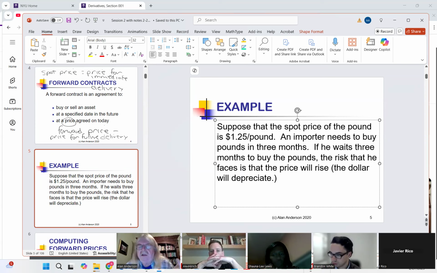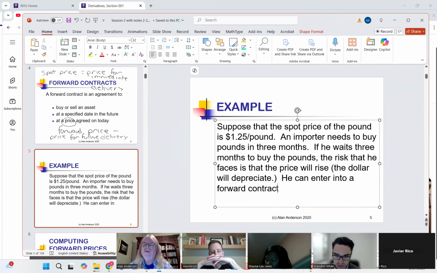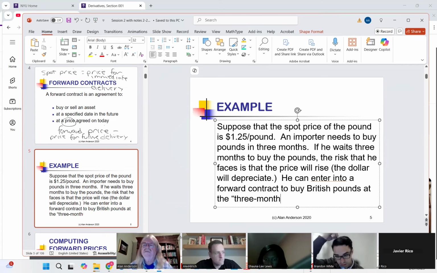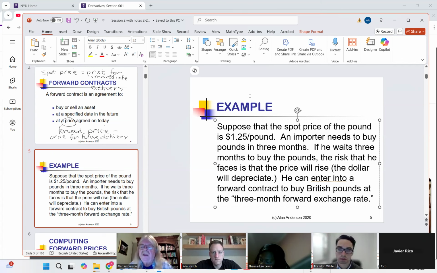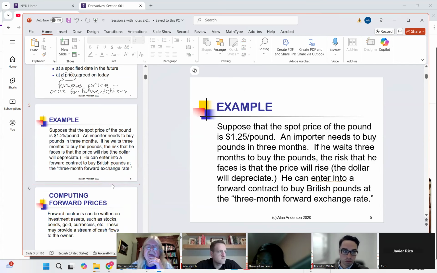Now, of course, there's always a chance that it could go the other way. The price could go down if the dollar gets stronger, but the importer doesn't want to have to deal with foreign exchange risk. So what he can do is enter into a forward contract to buy British pounds, and it's called the 3-month forward exchange rate. 3 months because that's when he needs the pounds. He's agreeing to buy them and take delivery in 3 months. At that time, he'll pay the forward price for the pounds.